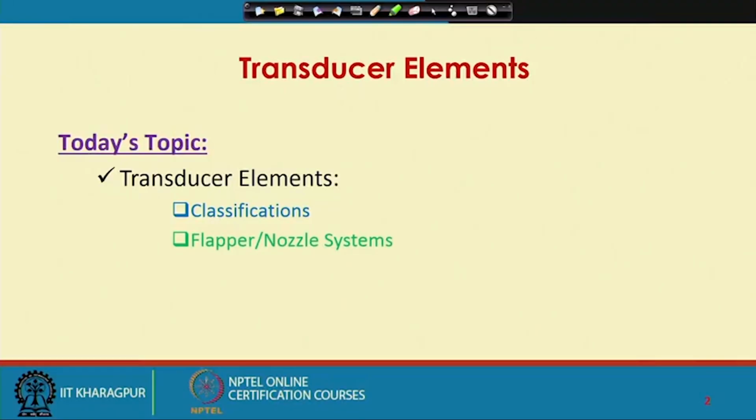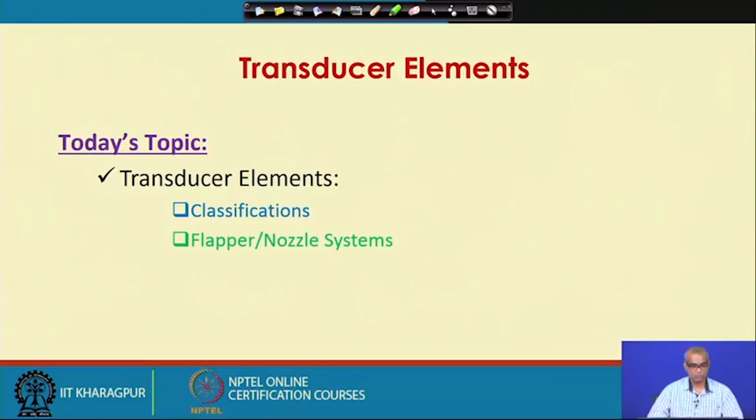So, today's topic is transducer elements. We will first talk about classifications of various transducer elements, and then we will talk about one particular transducer known as the flapper nozzle system. This is essentially a pneumatic transducer. So, we will learn more about it as we move along.